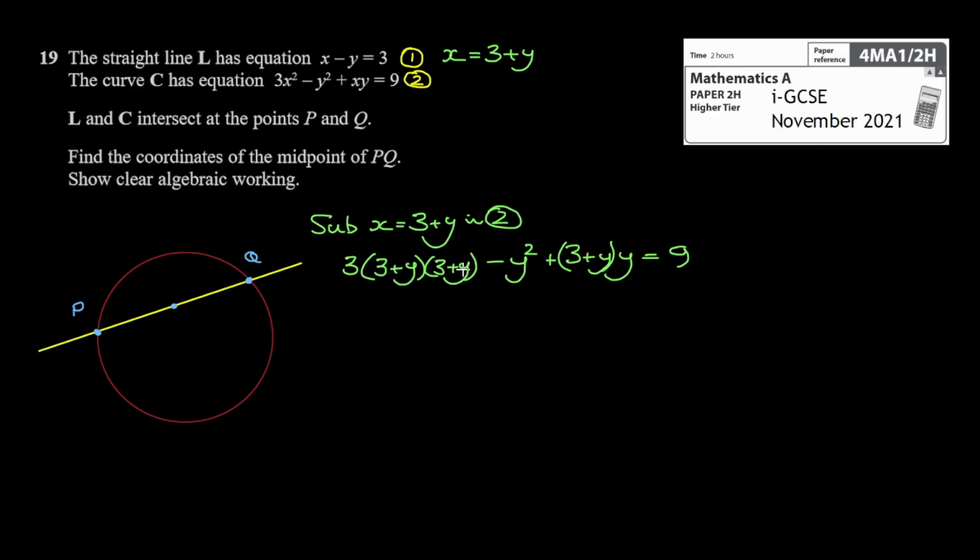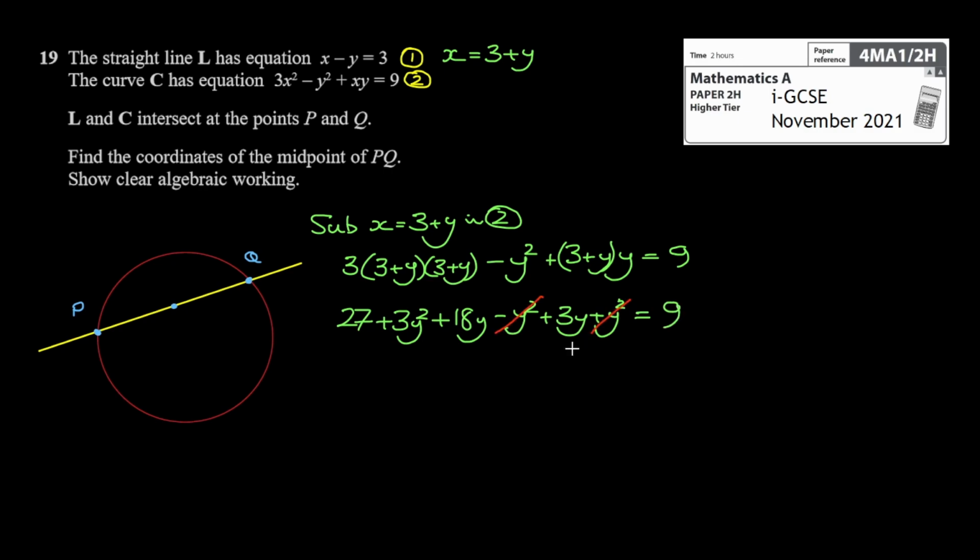Okay, multiplying this bracket out and multiplying by 3, if you can do it all at once. So this is 27 plus 3y squared. I've got a 3y here and another 3y here, so that's 6y. 6y multiplied by 3, so this is plus 18y. Minus y squared plus 3y plus y squared. And this is equal to 9.